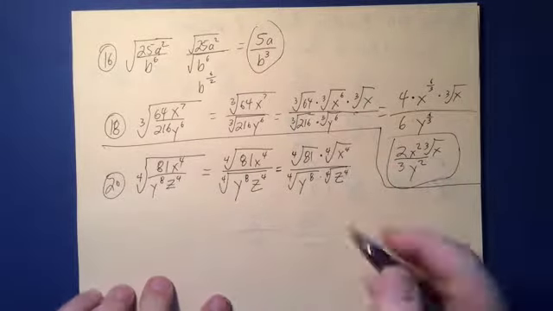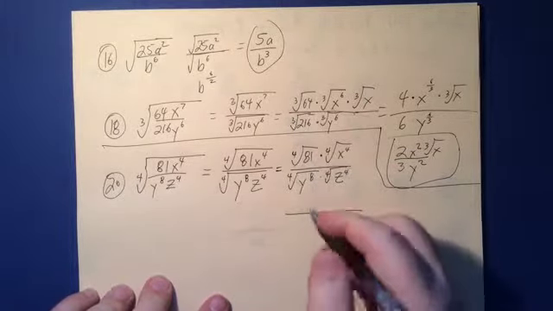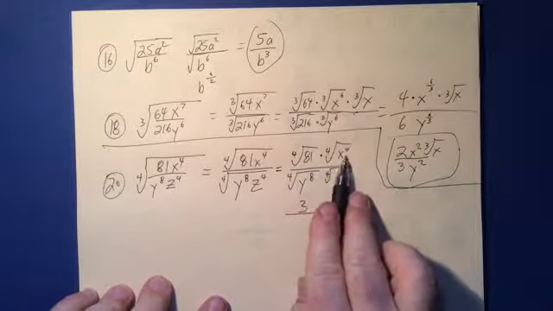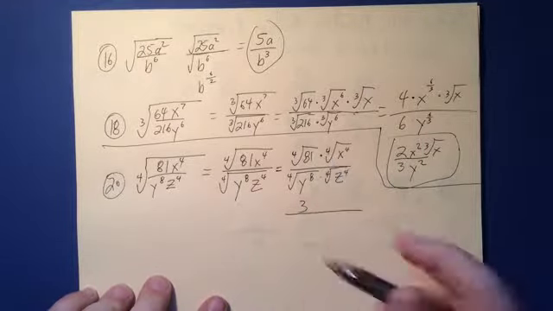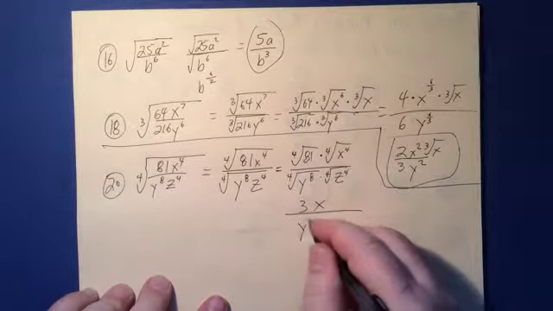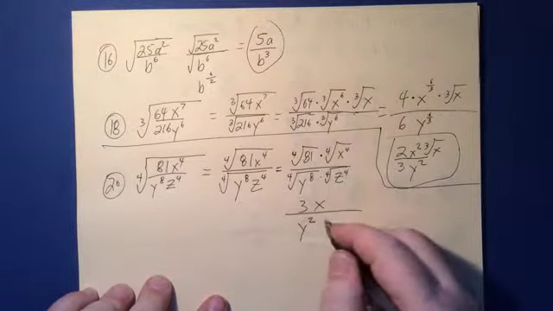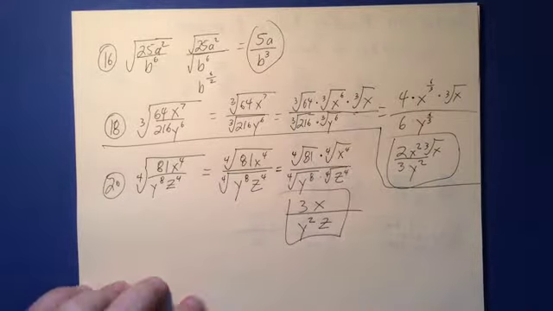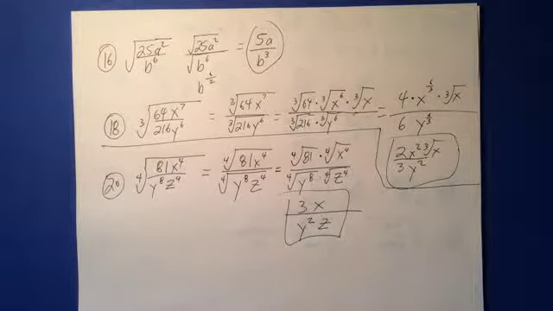Okay, so what I would do on the top of this now, fourth root of 81 is 3. Fourth root of x to the 4th, well, 4 divided by 4 is 1, so that'll be just x. 8 divided by 4 is going to be y to the 2nd. 4 divided by 4 is going to give me z. And now I have my final simplified answer for question 40 as 3x divided by y squared z.